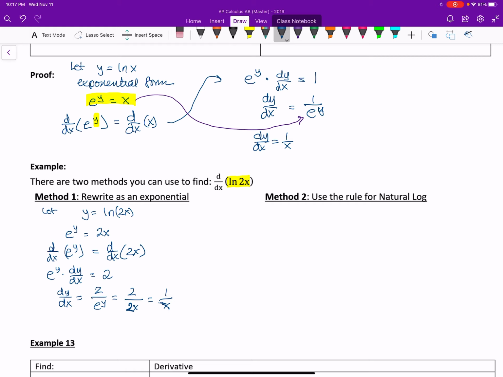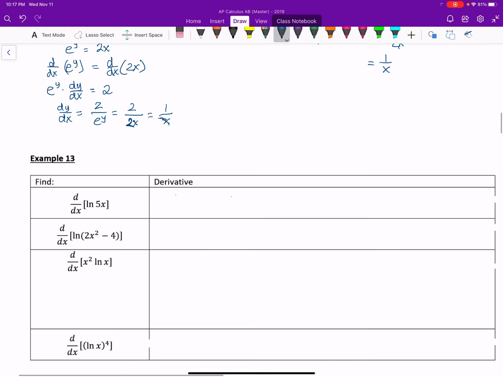All right, the other method, now that we know the rule, to take d dx of the natural log of 2x is going to be: take 1 over u, and the u happens to be the interior function there, 2x. So it's going to be 1 over 2x, and then times the derivative of the interior function, which is just 2. And that simplifies to 1 over x. I feel like method 2 is a little bit faster and easier, and I think most people will be more comfortable using that. So try example 13.